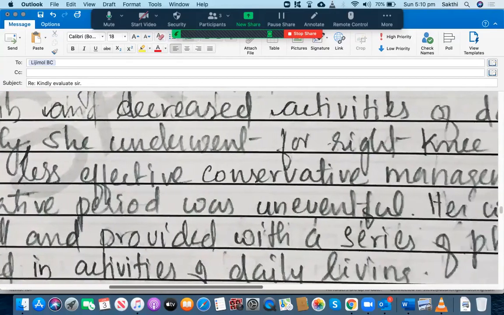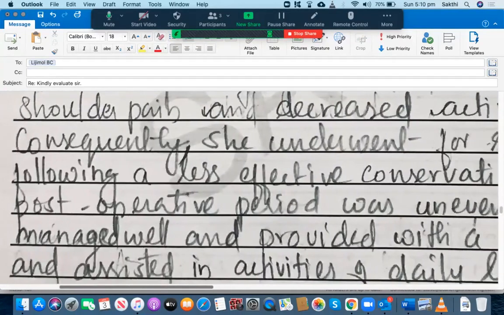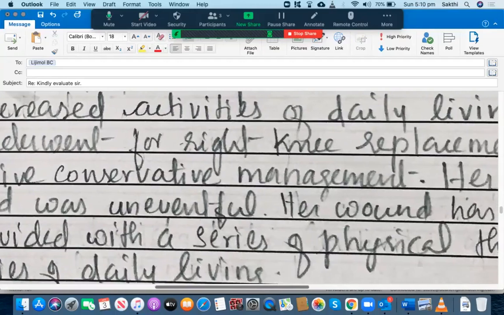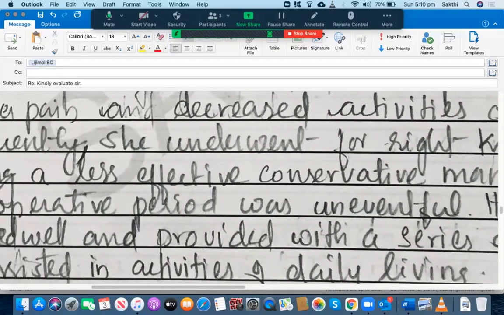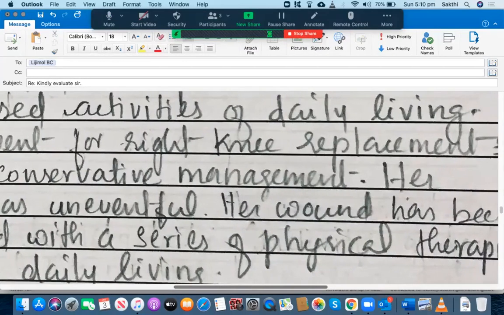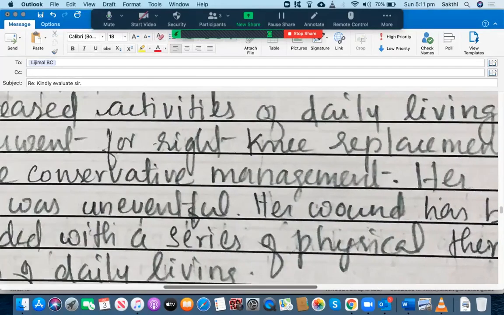All right, let's go to the next one. So consequently, she underwent a right knee replacement surgery following a less effective conservative management. Why did you use less effective conservative management? There are two adjectives together. Did they mention the same thing in the case notes as well? Yeah, because she didn't get any good progress with the conservative management, so they went for this surgery. Like that in the case.